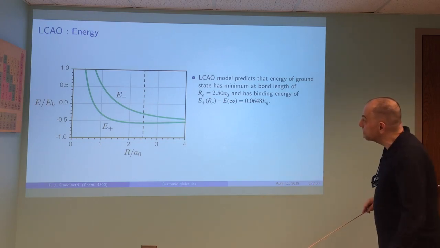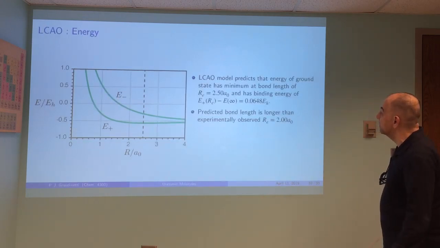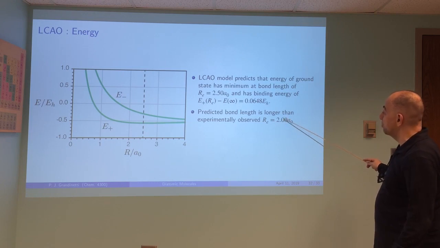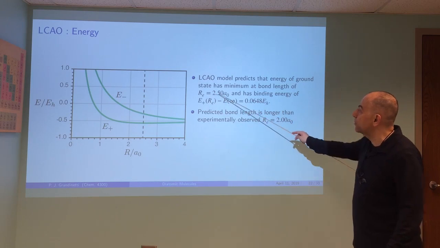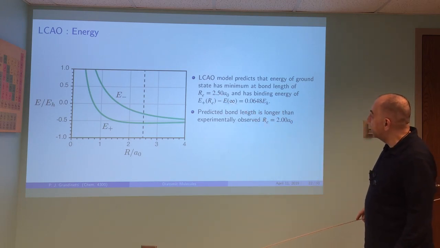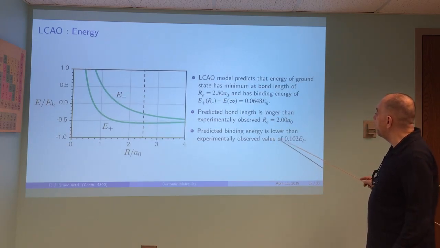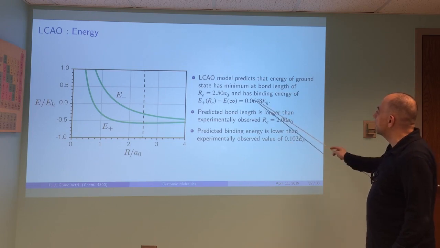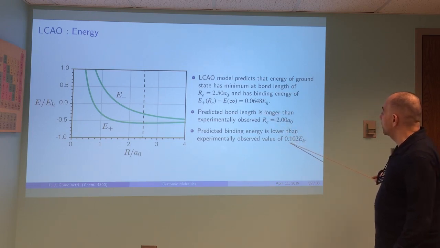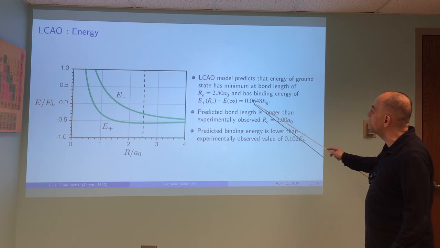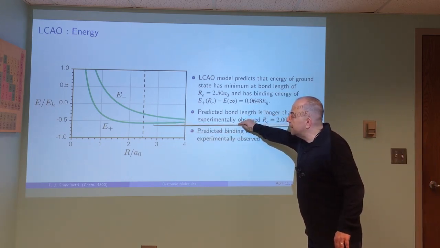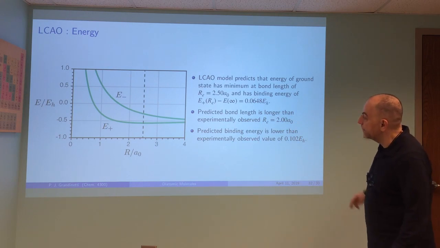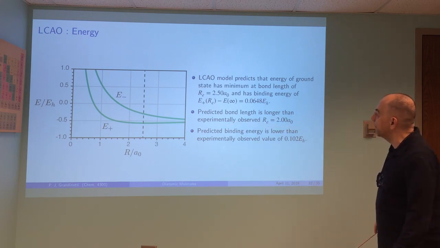Now you might remember those numbers from the exact solution. So the bond length that we found in the exact solution, which agreed with experiment, was shorter. This approach gives 2.5 Bohr radii. And the binding energy is lower. So before we knew experimentally it was 0.102 Hartrees, we get a value that's lower. So this isn't as deep as it should be compared to the infinitely separated.